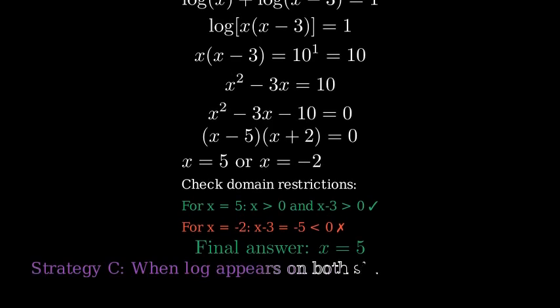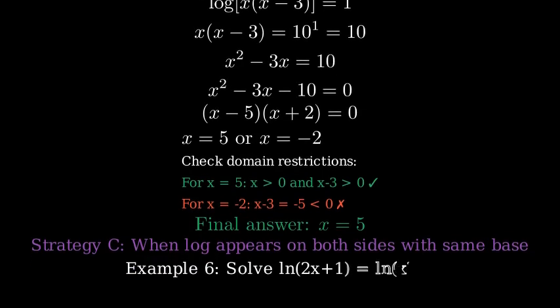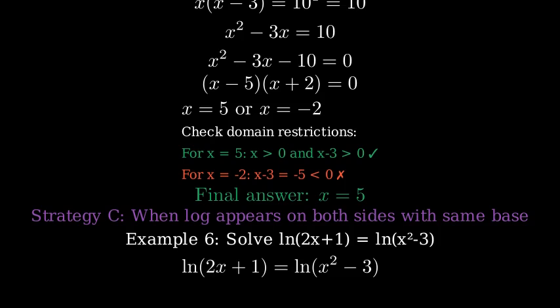Our third strategy is for when logarithms appear on both sides of the equation with the same base. In this case, we can equate the arguments of the logarithms directly as long as both arguments are positive. Let's apply this in our final example. Natural log of (2x plus 1) equals natural log of (x squared minus 3). Since we have the same logarithm base on both sides, we can equate the arguments directly.